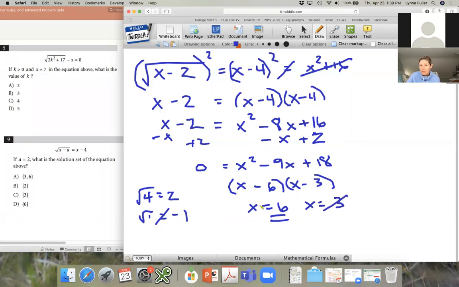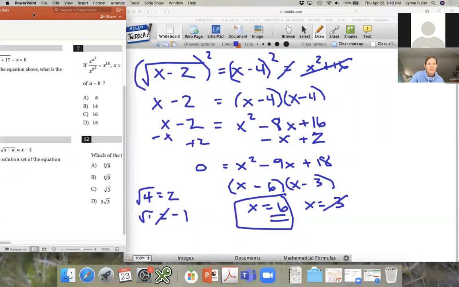So immediately when people get 3 and 6, they're like, A is my answer, that's it, and then they pick it. And that's where you can get this medium problem wrong because you didn't test for extraneous solutions. So your only answer is 6. So that's my big advice to you, test for extraneous solutions.